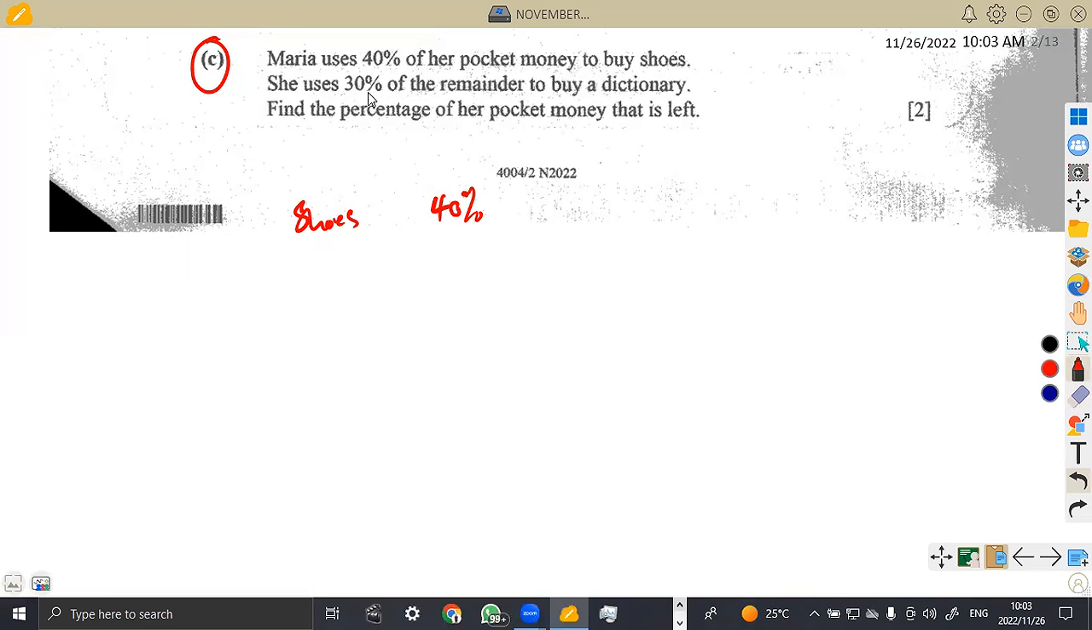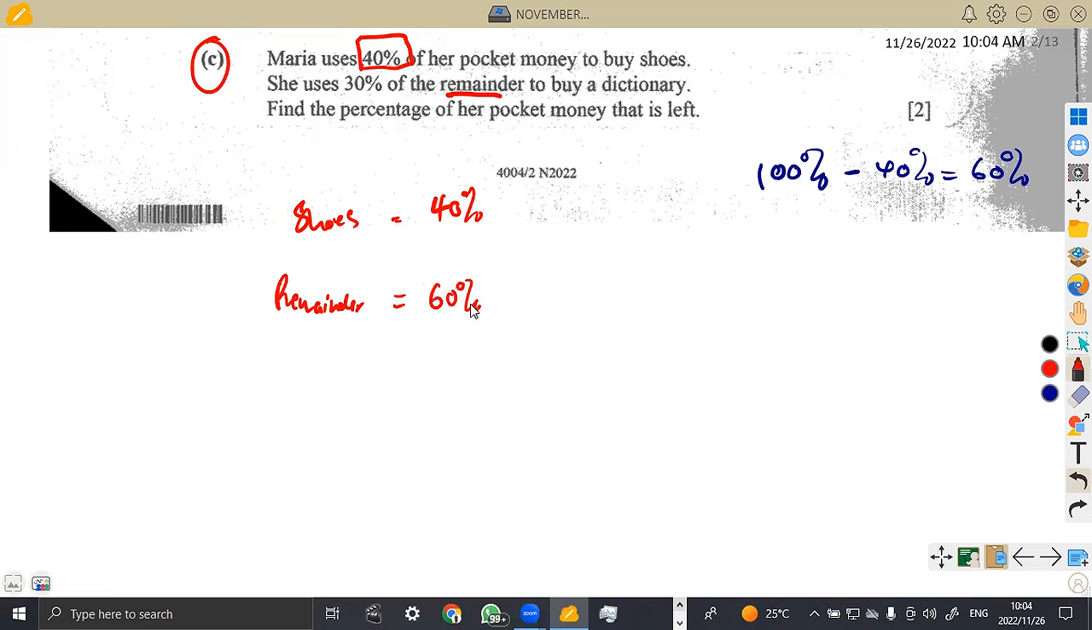Then she uses 30% of the remainder. Take note, guys, understand questions when you're answering these typical questions. The remainder is from the 40%. So here we are saying the remainder, let us have the remainder first. The remainder is going to be 60% because she used the 40%. Now we have the remainder from 100%. Remember, percentage is up to 100. So we subtract 40%. That means she's left with 60% of the money. So that is the remainder that we have.